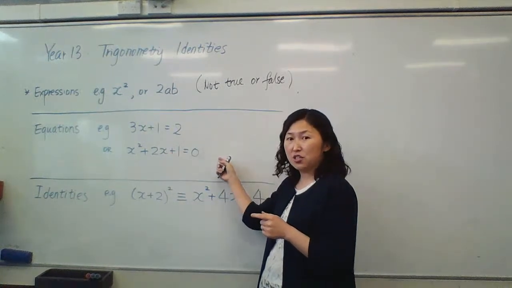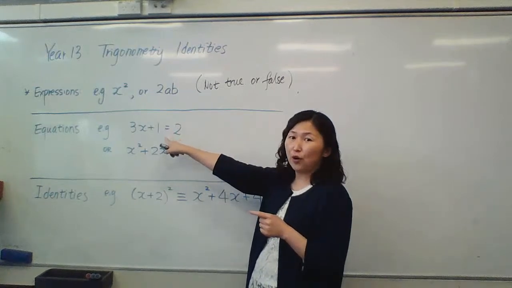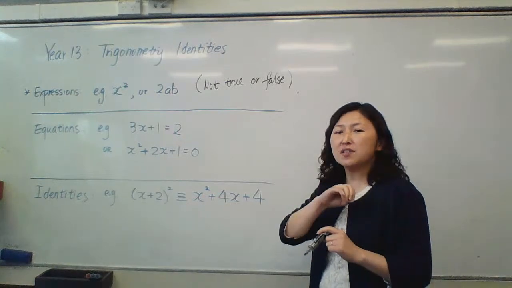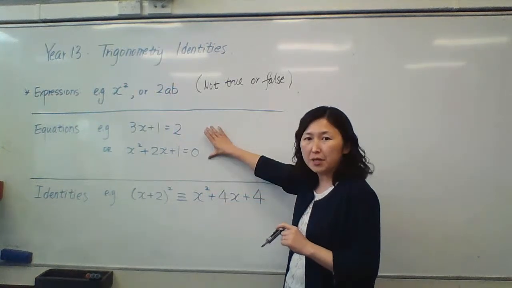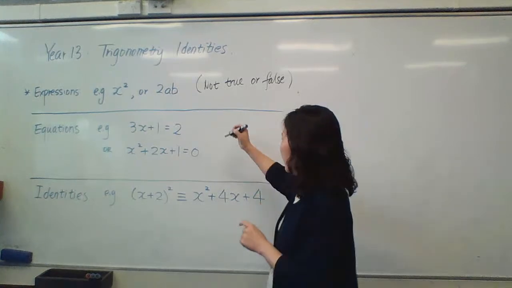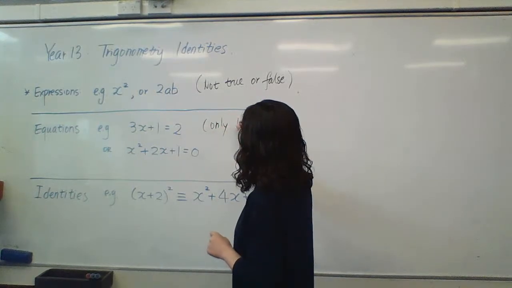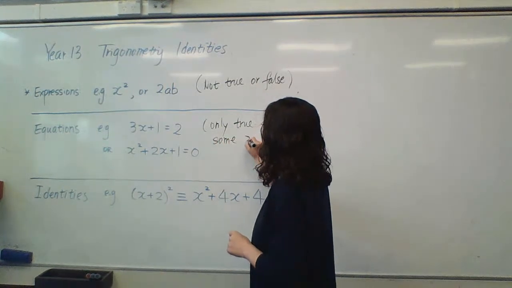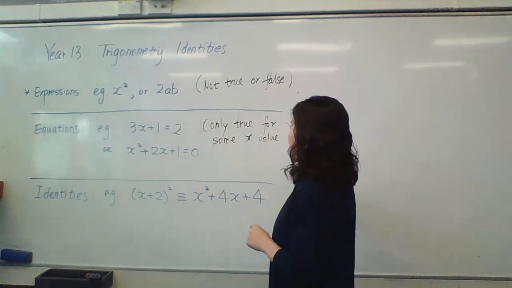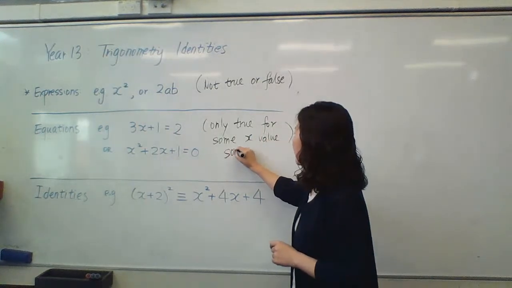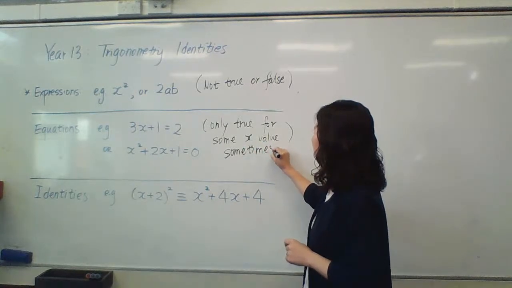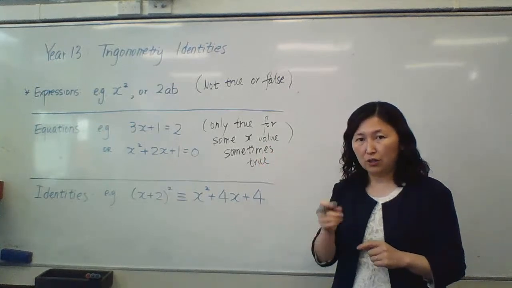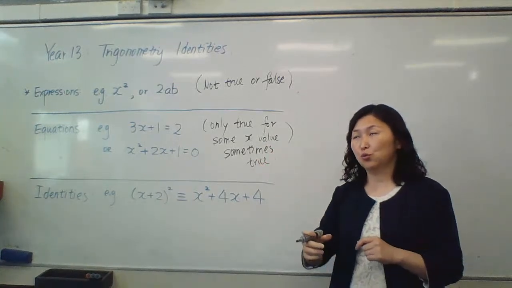Equations, this is a common equation that we can see nowadays, and we can actually solve for x. However, we cannot say for every single value of x, this will be true. So we say that it's only true for some x values. Not always, only sometimes true. Okay, this is a key. For equations, we only say that equations are only sometimes true.